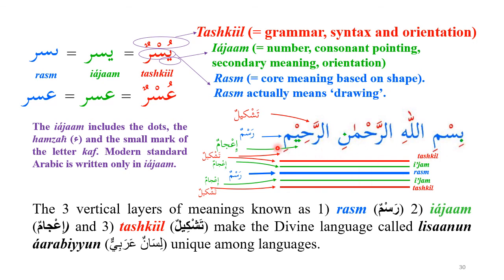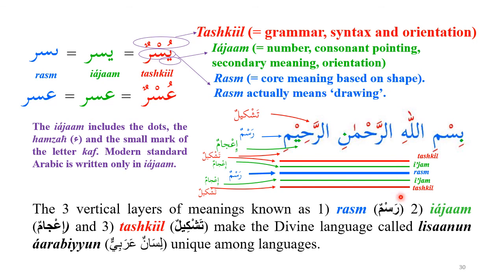So you can see that there is a core meaning. Say Bismillah ar-Rahman ar-Rahim, if you take a look at this. Here the blue is showing the core meaning based on shape, and rasam of course actually means drawing, and then there is ijam, which means the number, the dots, right? The secondary meaning and orientation. Many other things are in the ijam, and tashkil is the tertiary meaning, which is related to grammar, syntax, and orientation.